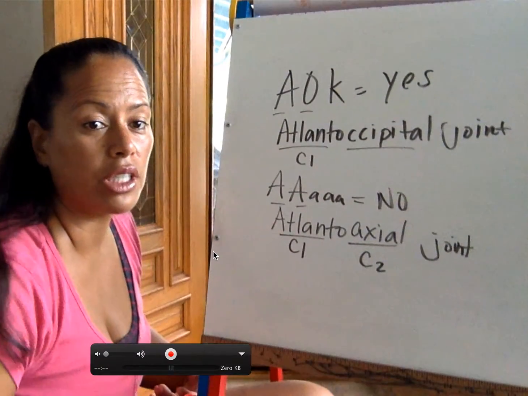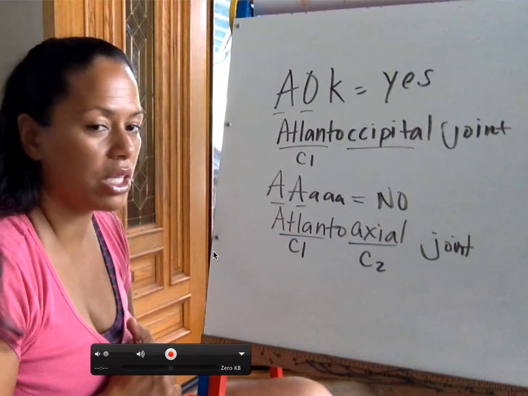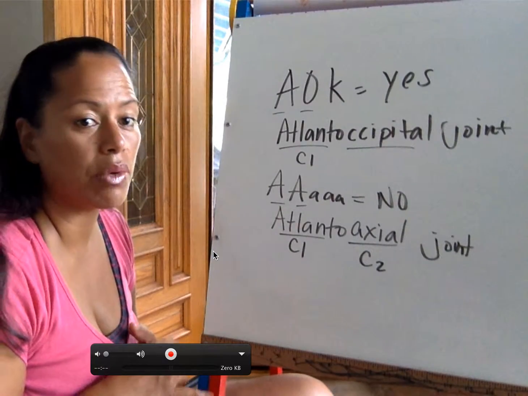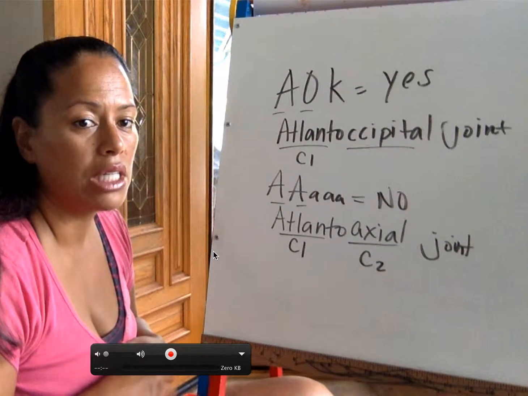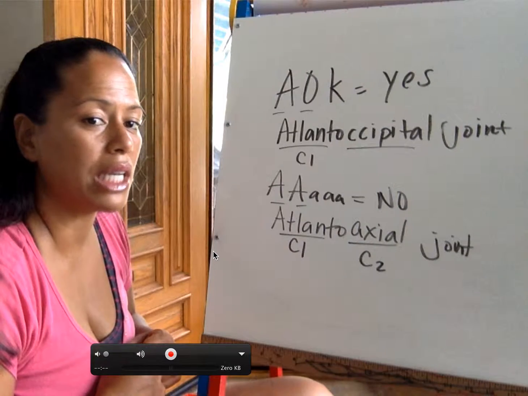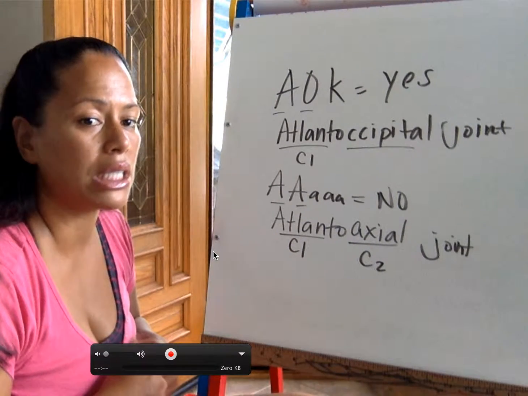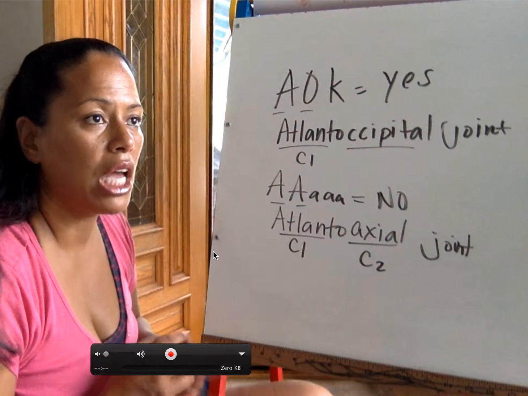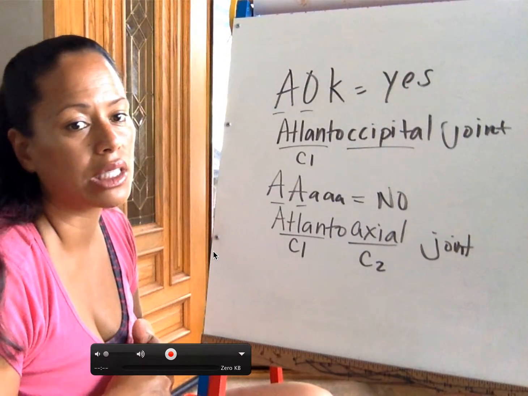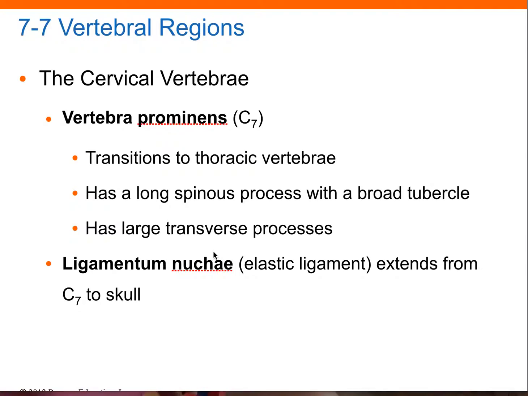So one more time, test question. If I ask you C1, what is C1 also known as? C1 is atlas. What is C2 also known as? C2 is axis. And which one has a dens, C1 or C2? C2 has a dens. Which one is missing a body and missing the spinous process? That's C1. Okay, so not too bad, right?